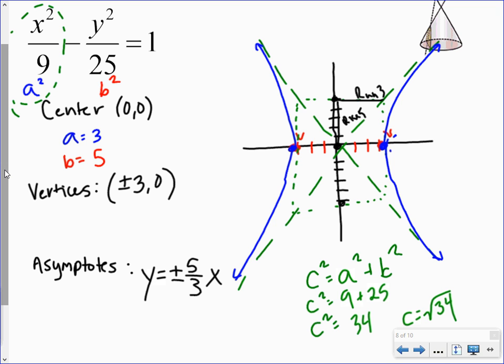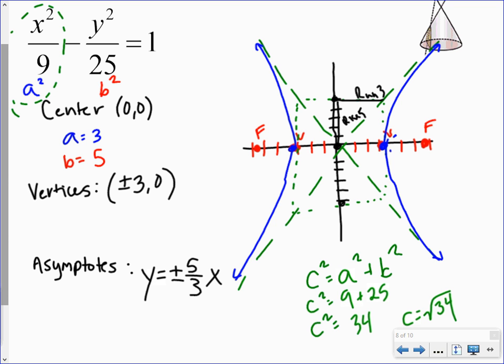On my graph, I would just do that estimation thing. I know the square root of 34 is right below the square root of 36, which is 6. So I want to count out just a little bit under 6 from my center point. My center point was at 0, 0. I got a focus point right before 6, 0, and a focus point right before negative 6, 0.